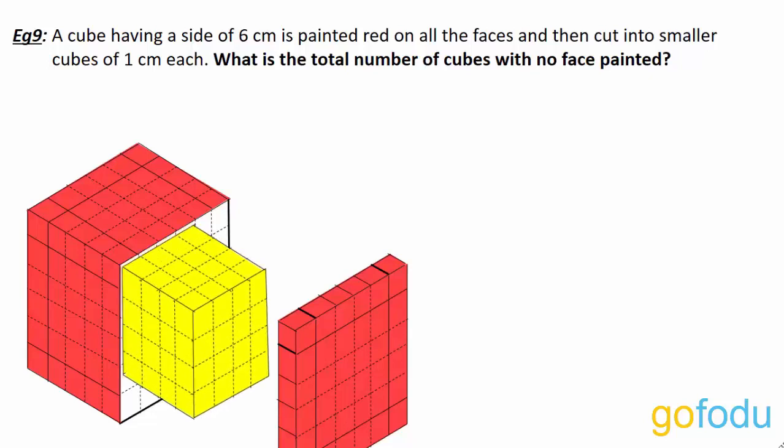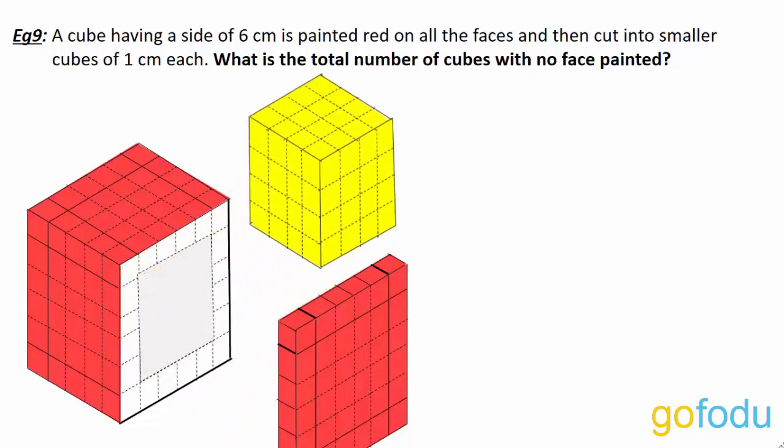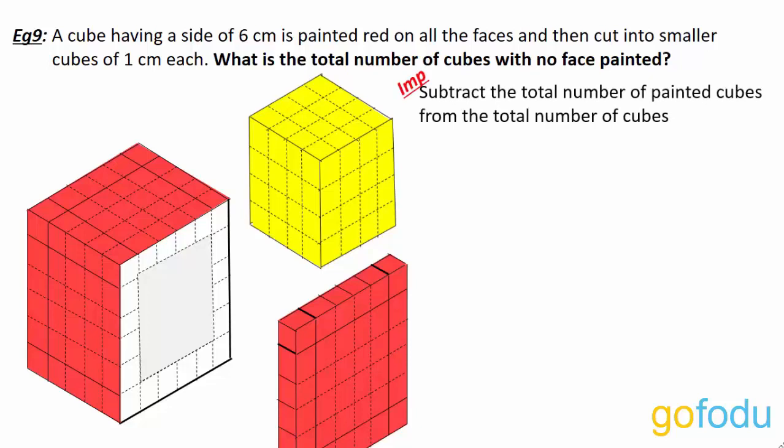Let's take out this cube. Now, it is clear that it's a 4 by 4 by 4 cube. That is, total number of cubes will be 64. Alternate way is to subtract the total number of painted cubes from the total number of smaller cubes. This comes out as 216 minus 8 at the corners, 48 with 2 faces painted and 96 with 1 face painted. That is 216 minus 152, which gives us 64 as the final answer.